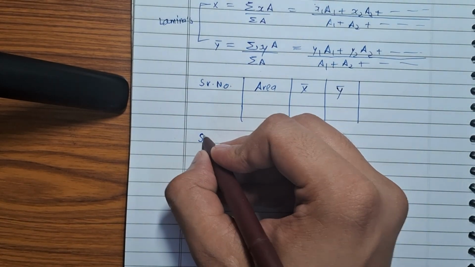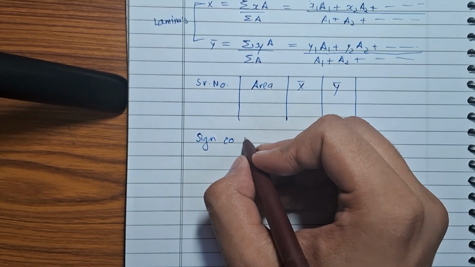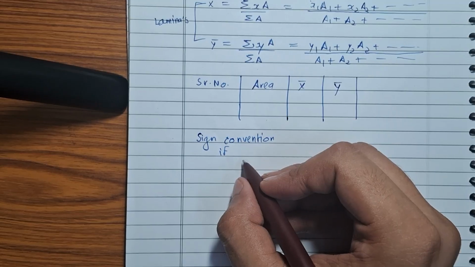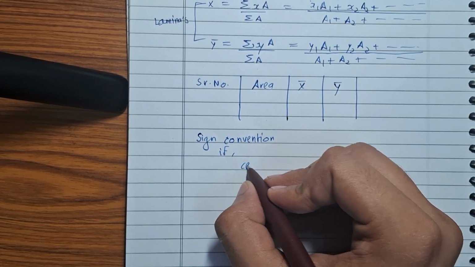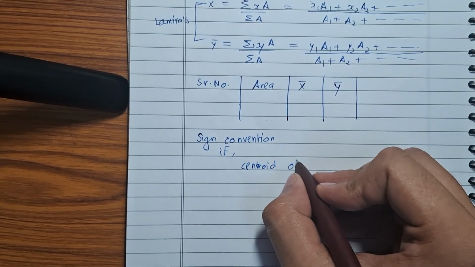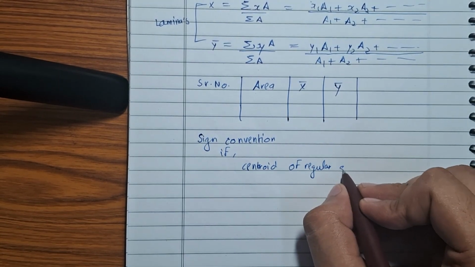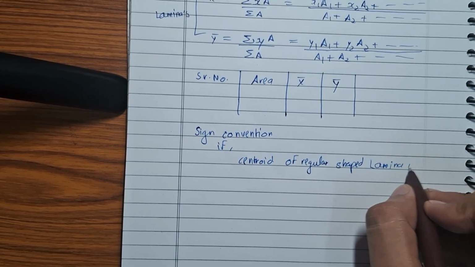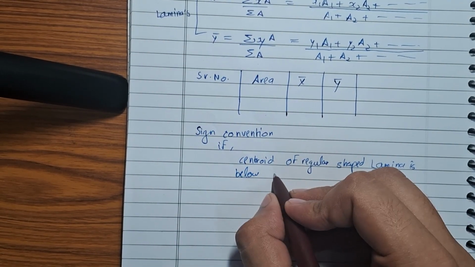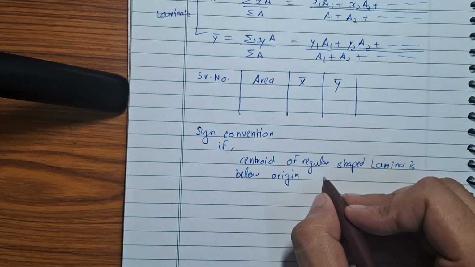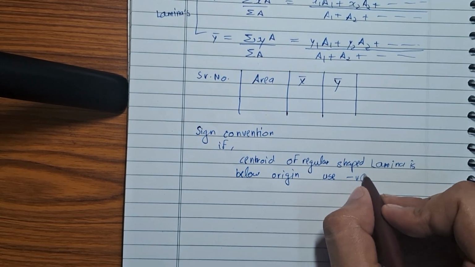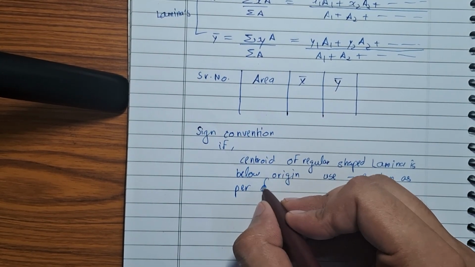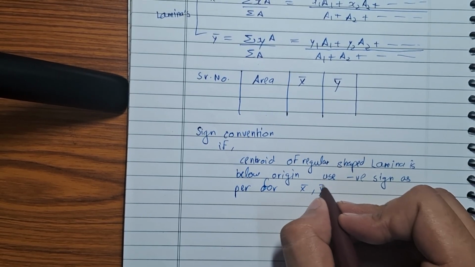And there are some sign conventions. That if your centroid of regular shaped lamina is below origin, use negative sign for x bar and y bar.